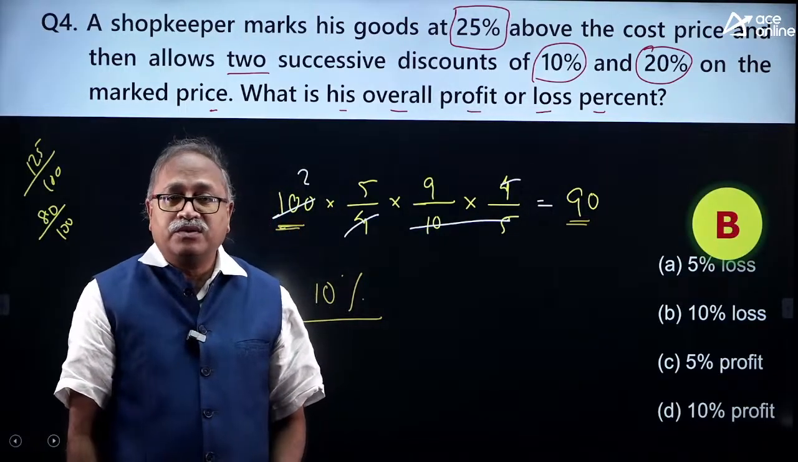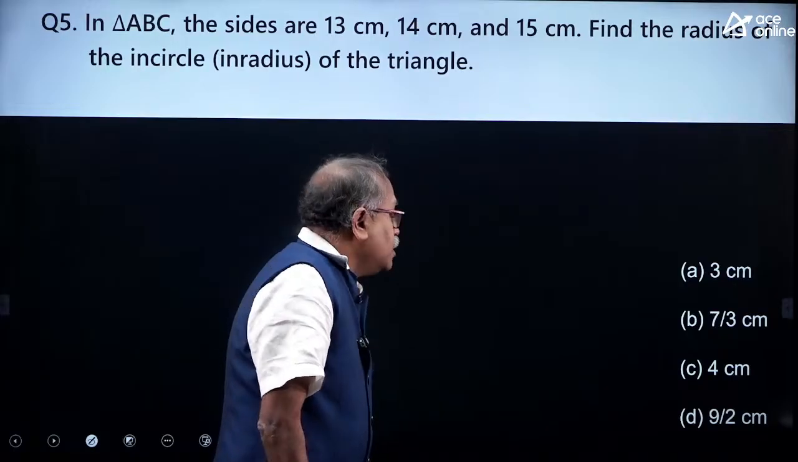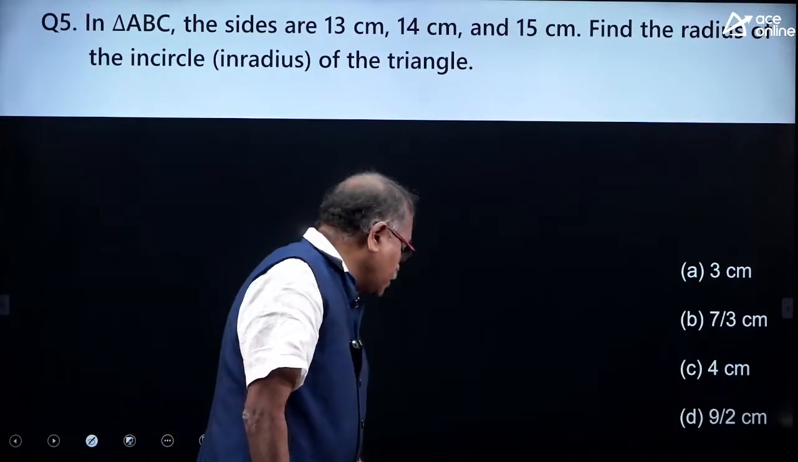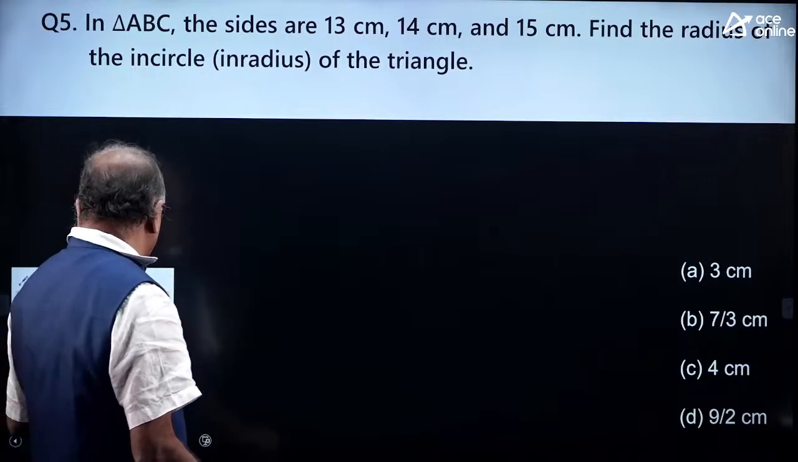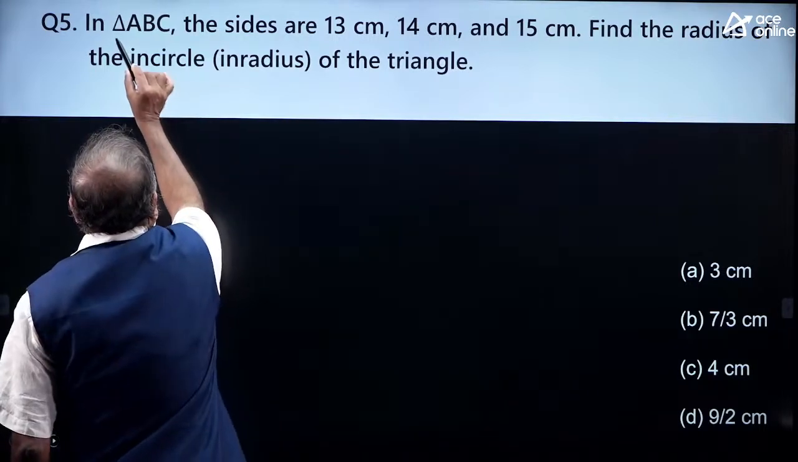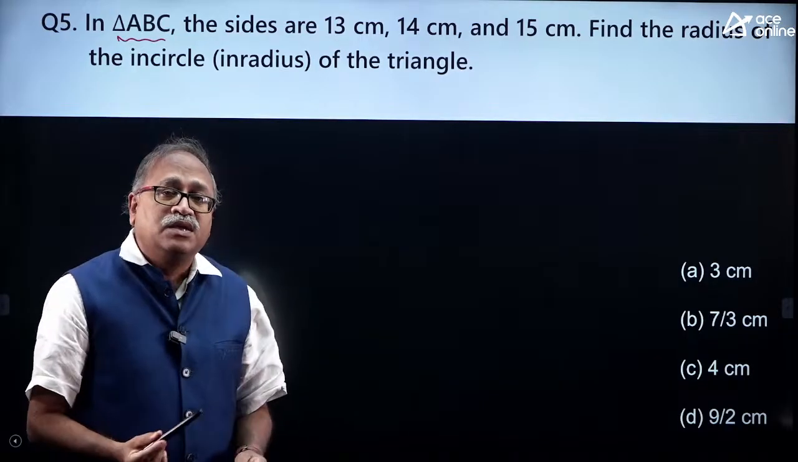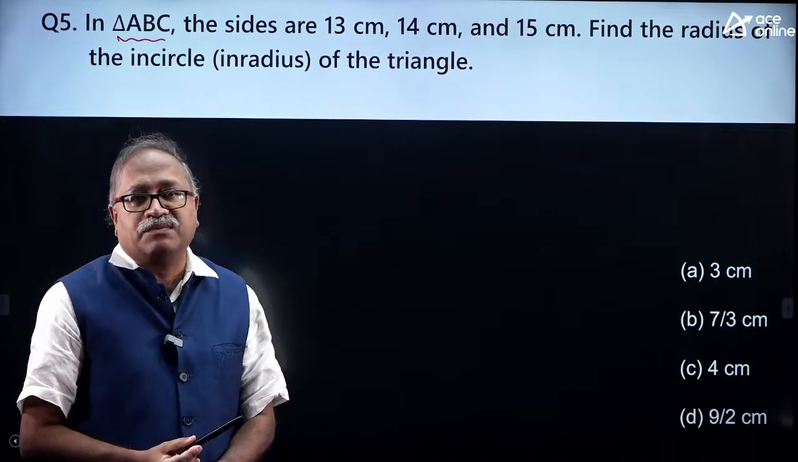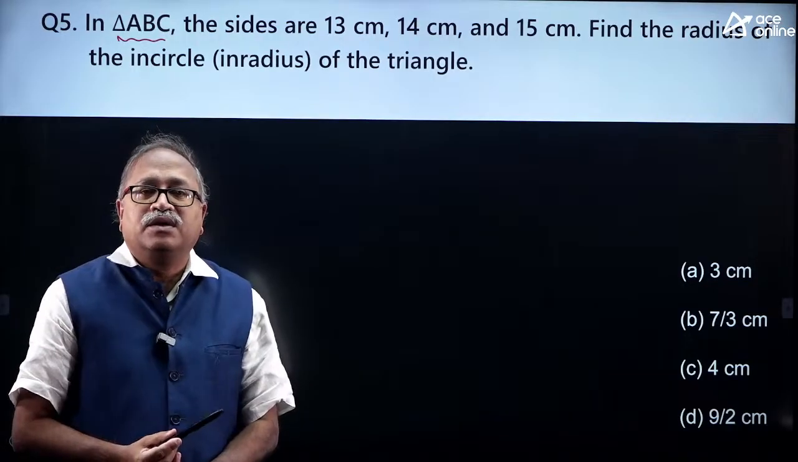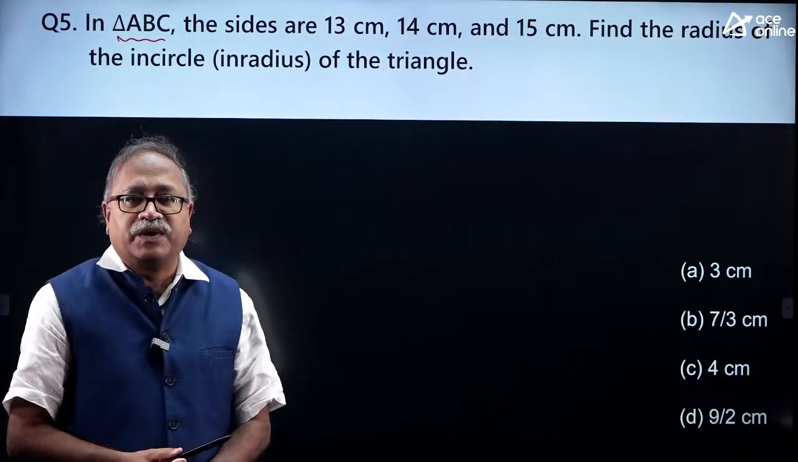So I am moving on to the next question because these questions are so easy for you. The reason is that you do a lot of practice, and coming year you must be in the job.